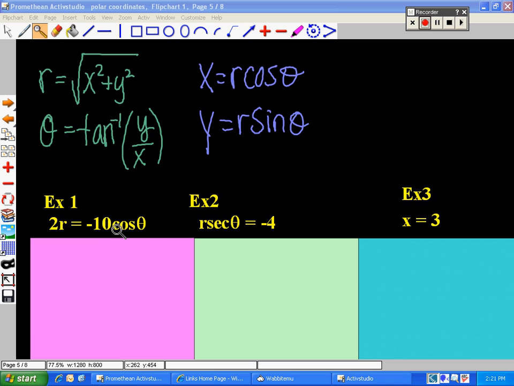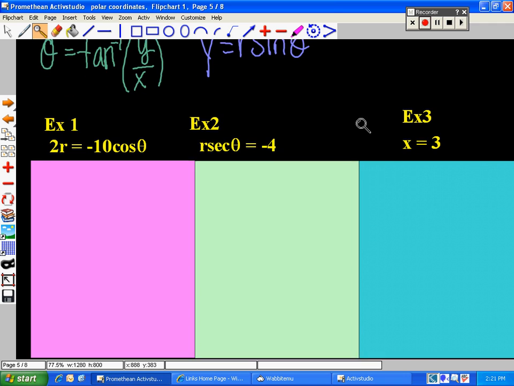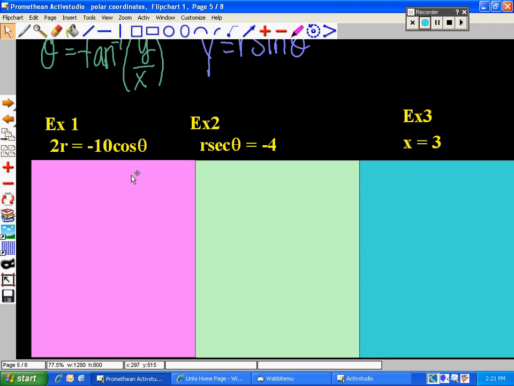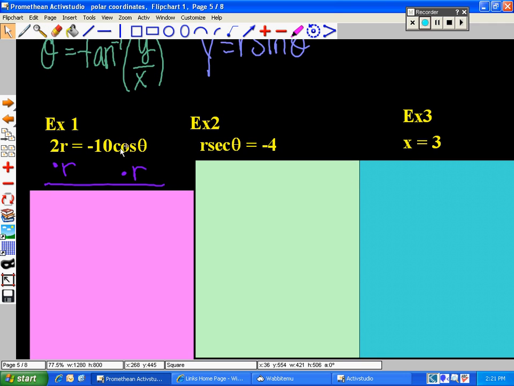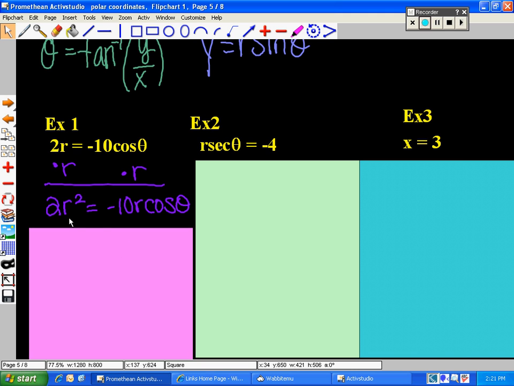The problem over here is there's no r in front of the cosine, so I can't convert that to x. So in order to get an r here, I'm going to multiply both sides by r. So here we go. Multiply both sides by r. Remember, the purpose is so we get an r cosine theta. So now we have 2r squared equals negative 10r cosine theta. So now instead of writing r cosine theta, I can just write x. That's one of my formulas that we use.